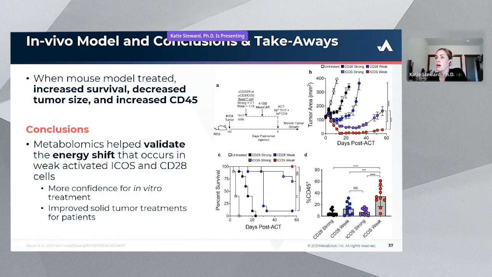Taken all together, this study really helped validate the energy shift that's happening in those weakly activated ICOS and CD28 cells. Metabolomics really empowered the researchers with the knowledge that the metabolism had changed in these cells and that they would be more effective treatments in vivo. And really, this allows for promising research that we can optimize these therapies for treatment and improve solid tumor treatment approaches.